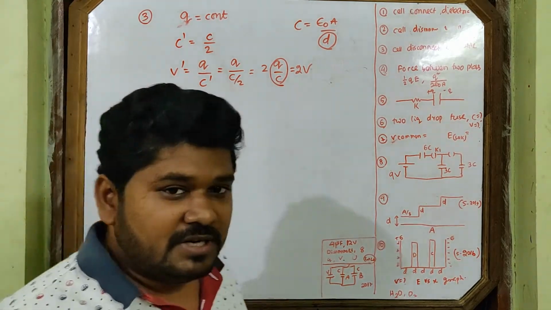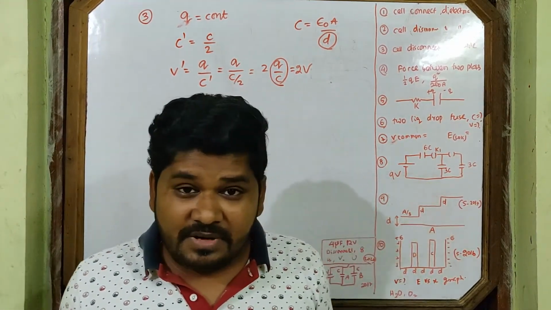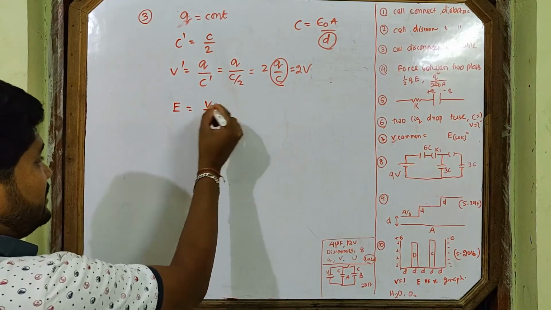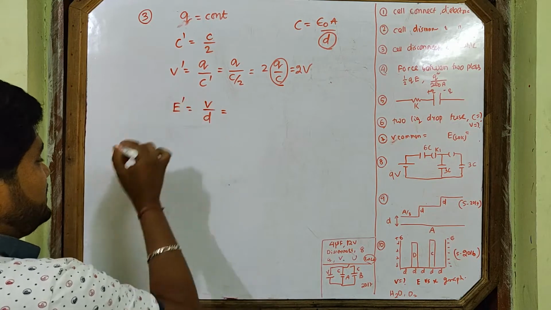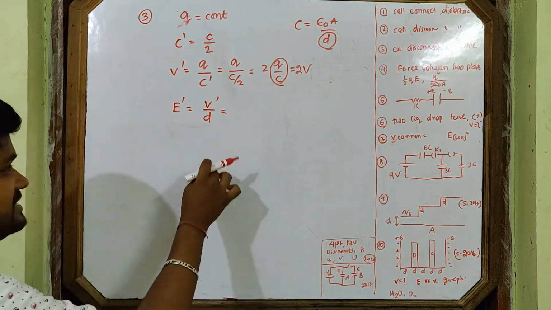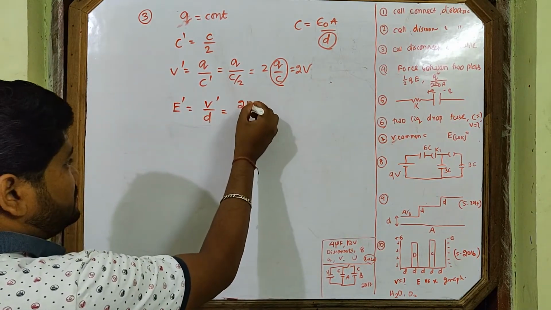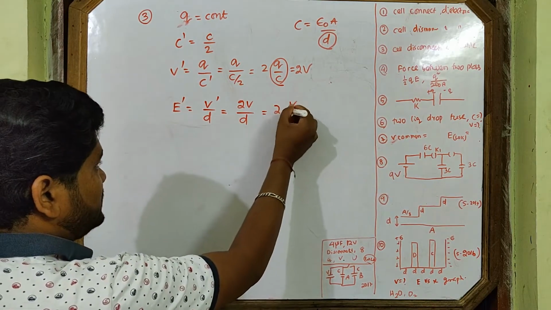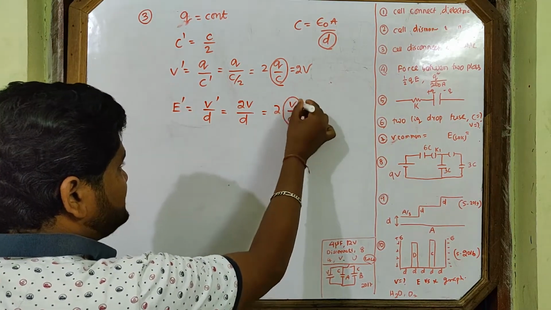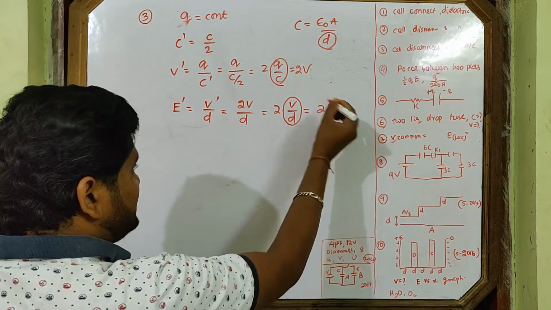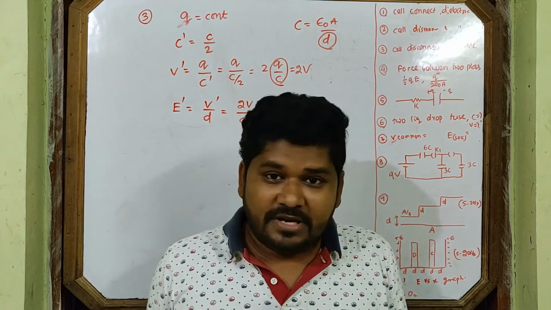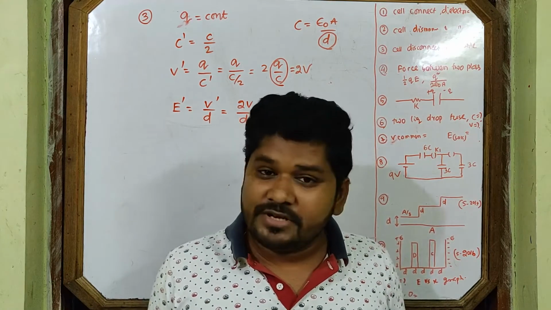Then come to the electric field E. The potential difference becomes double. What about the electric field E? E is equal to V by D. E changes because V changes. V becomes 2V, so it is 2V by D. What is V by D? This is E. So the electric field intensity becomes twice. Potential becomes double, so the electric field intensity also becomes double.